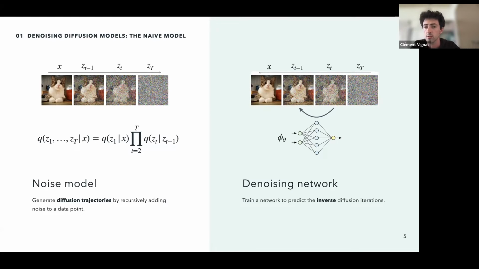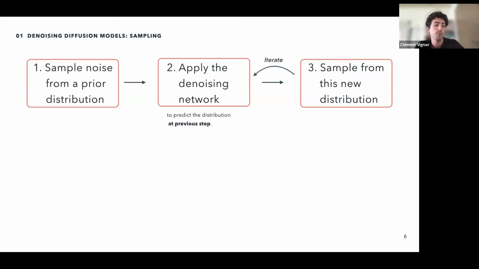The second component is the denoising network. So it takes as input a noisy input, and it tries to denoise it by one step. And you train the neural network to do it, so that once the network is trained, you can sample. And if you want to sample, you sample noise from a prior distribution, and you apply the network recursively. So the network is going to predict a distribution at previous time step that is supposed to be a bit less noisy. And you will sample from this distribution and iterate. And this way you can start from pure noise and get samples that you hope will be realistic.